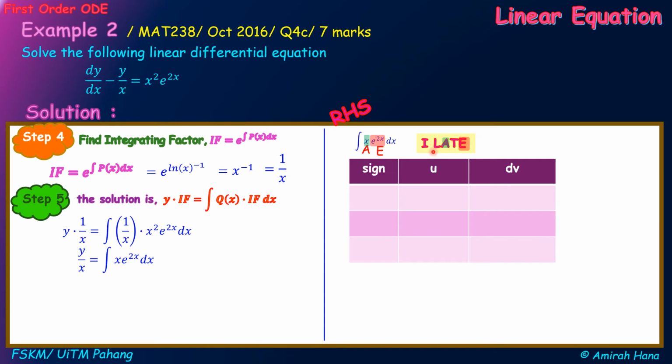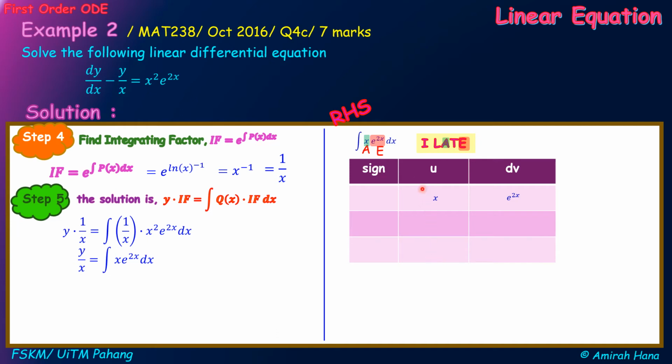So the function that comes first in the word LIATE becomes u. That means A, which is x, becomes u, and the other function should be dv. After we identify the function as u and the function as dv, we complete column u first.